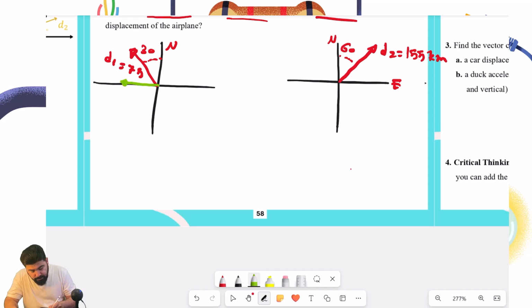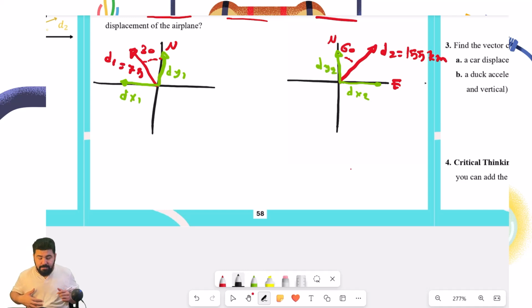This is going to be the first one and the second one. This is dx1, dy1, this is dx2, and this is dy2. Okay, let's just calculate that, as we have done before. So dx1 is equal to what?